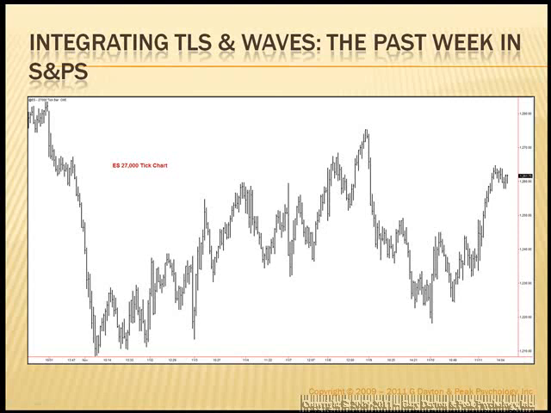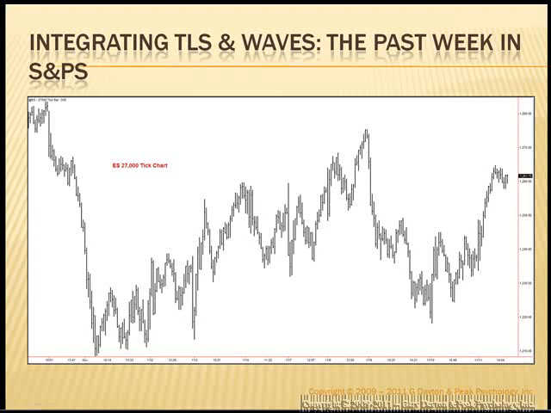All right, here is the past week in the S&Ps, and it's a 27,000 tick chart. In other words, there's 27,000 price changes in each one of the bars. Tick charts are often a very useful tool. We'll talk more about them. I don't want to go into much detail on them tonight, but they're a very useful tool. I use them all the time in trading the S&Ps.